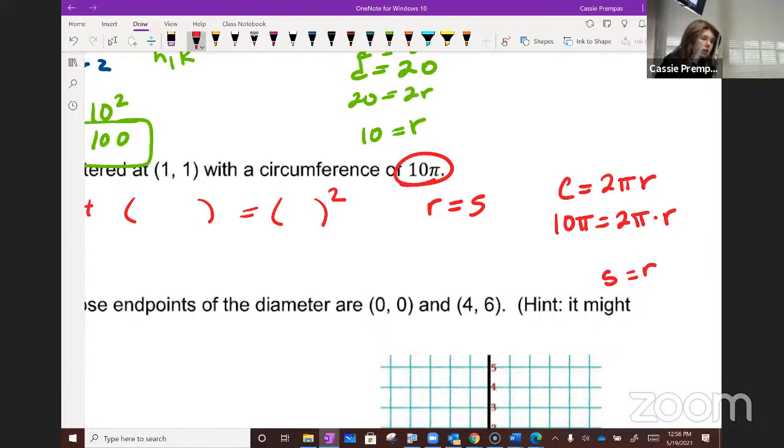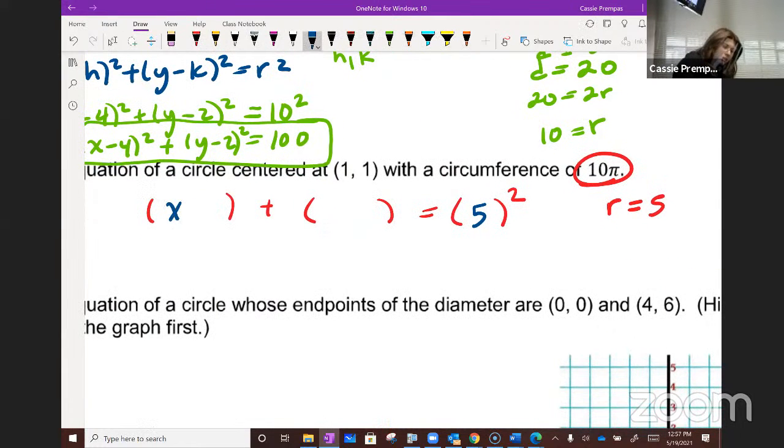If you are more equation inclined, you could divide both sides by 2 pi, and you see that the pi's cancel and you get 5. Or you could just look at it and know that it's diameter times pi, so what's half that diameter? And then the other pieces would be x minus 1 squared plus y minus 1 squared equals your radius squared.